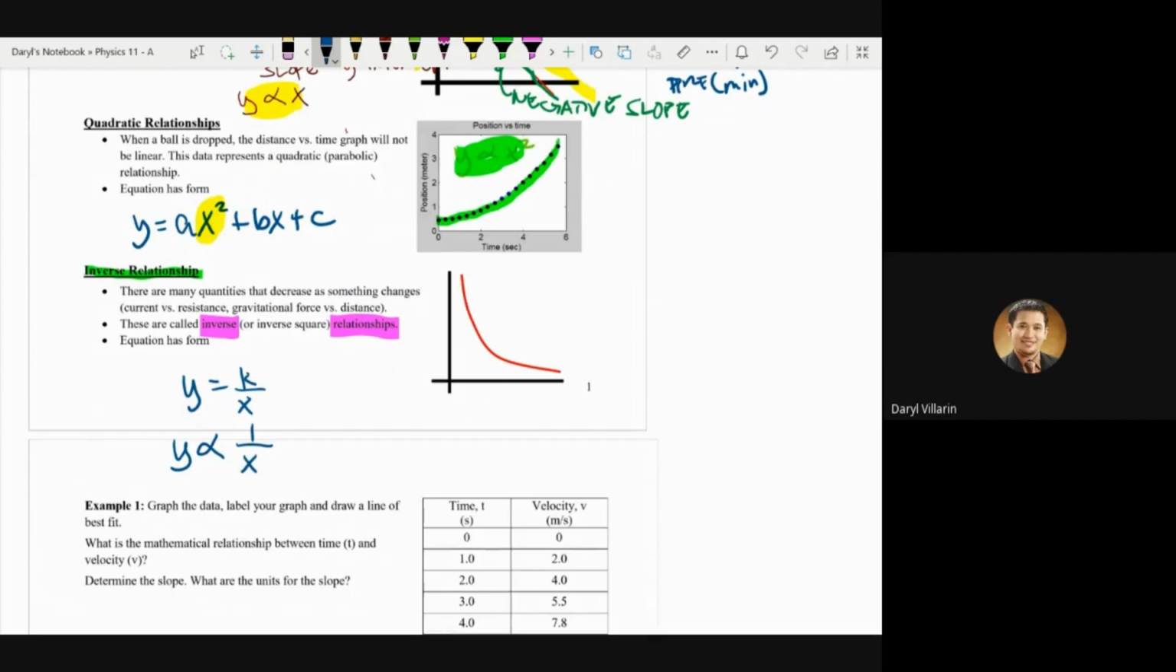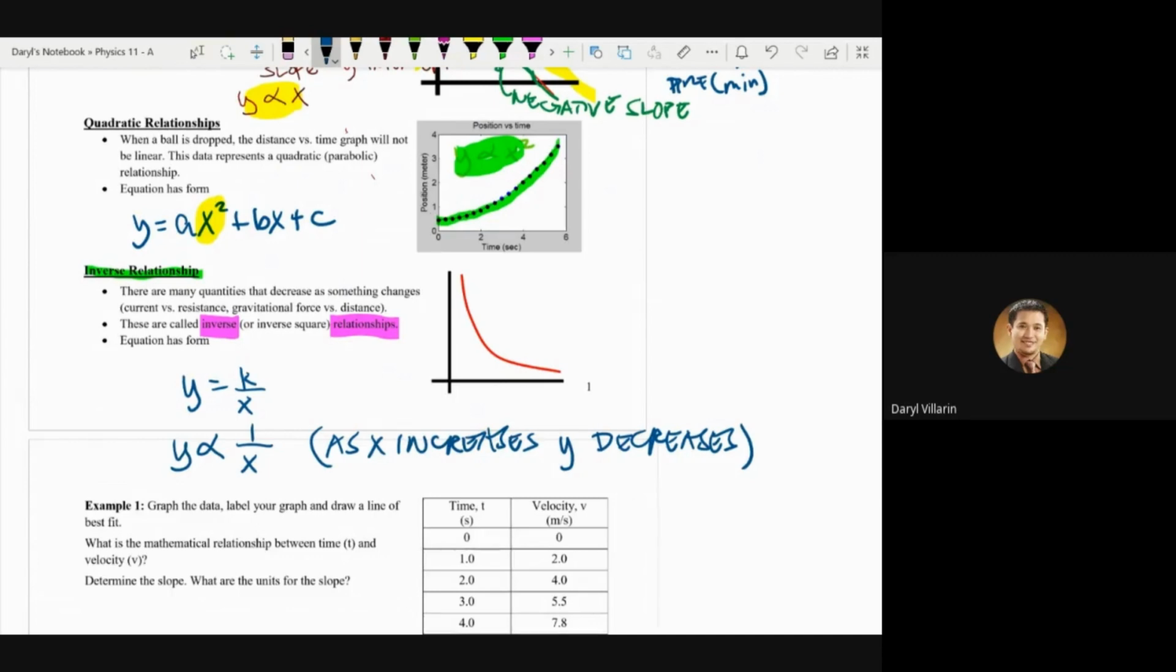Same thing as before. If you can see, 1 over x is just the same thing as taking the reciprocal of x. So if I graph the reciprocal of x, I should get a straight line. Again, this particular relation tells you that as x increases, y decreases. So if you increase the x value, the y value decreases. In that particular case, that would be an inverse relationship.